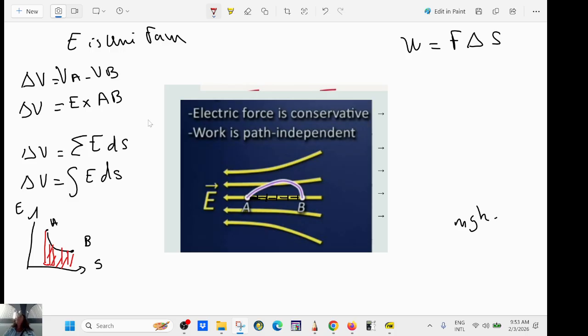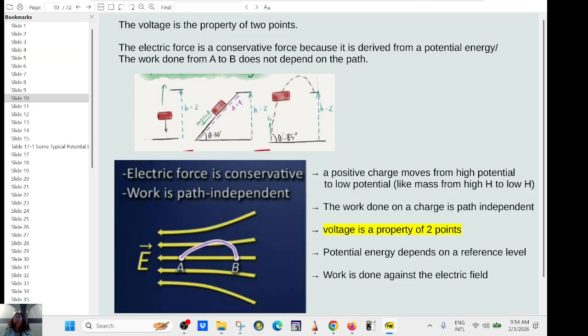When you are doing work, remember from physics 1, if you have the force here and you have the displacement there, going from A to B, the energy transfer, that will be work, is just the integral. So it's a review from physics 1 as well. Again, it's not path dependent.